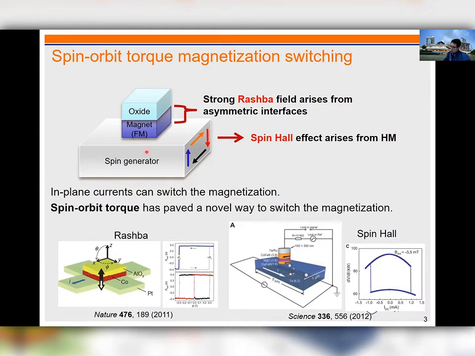in which we can generate spin accumulation either by the bulk spin Hall effect or by the interfacial spin orbit coupling effect. The detailed mechanism is still under debate. However, the bottom line is we can accumulate enough spin current to switch the magnetization at room temperature by just applying a current along the plane direction.